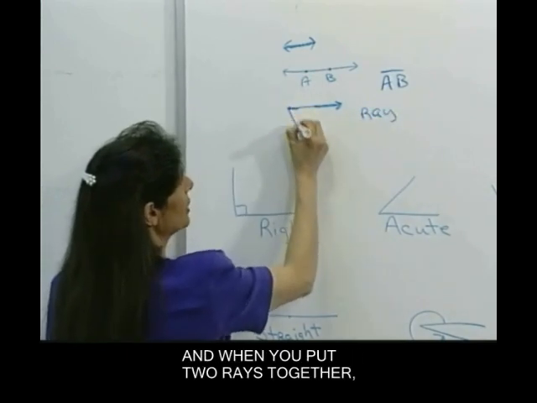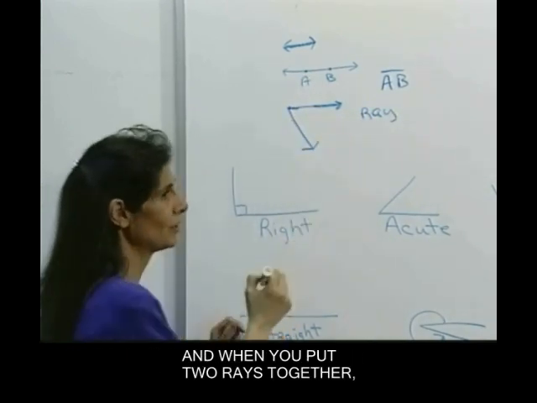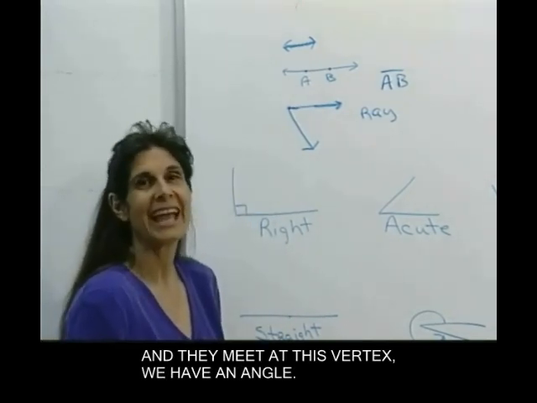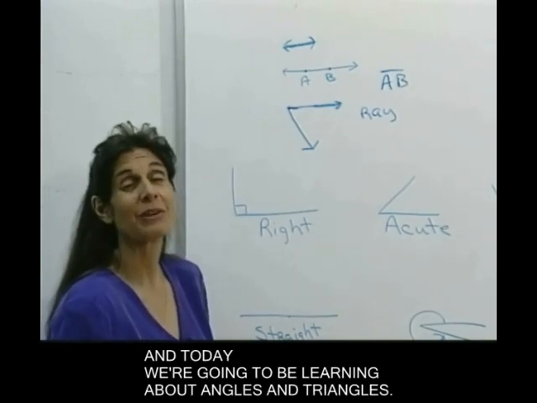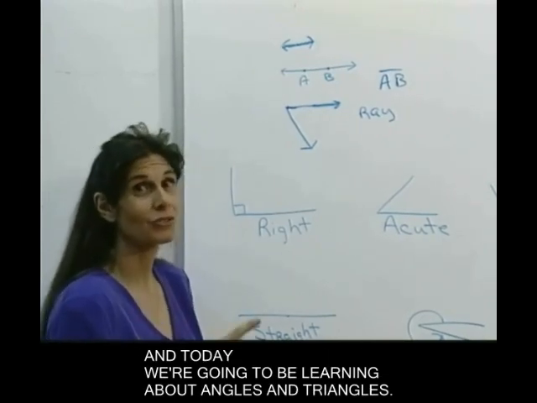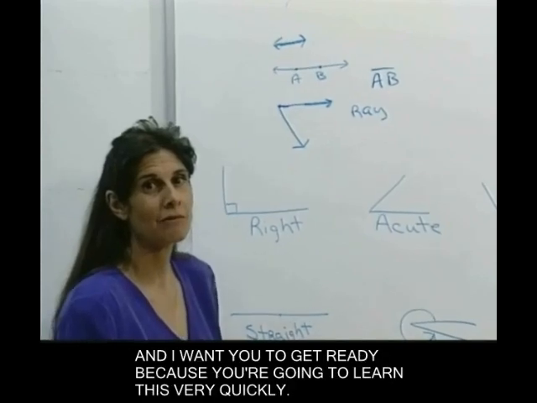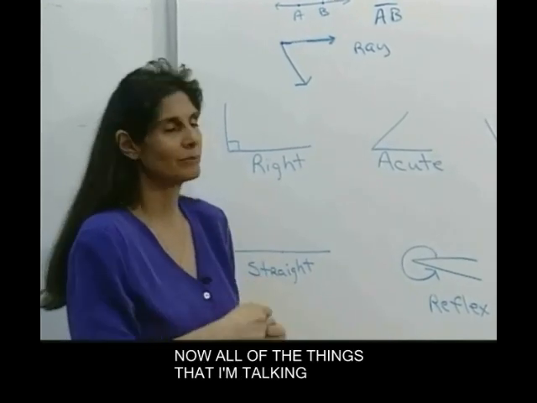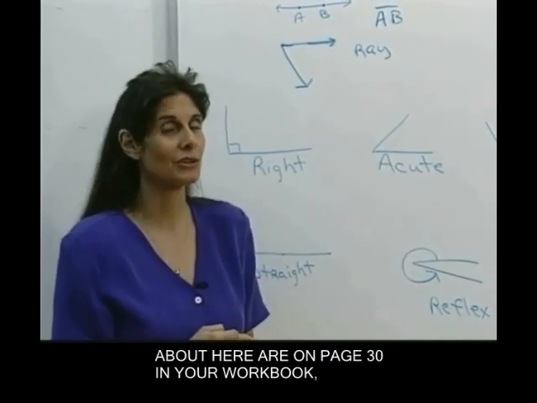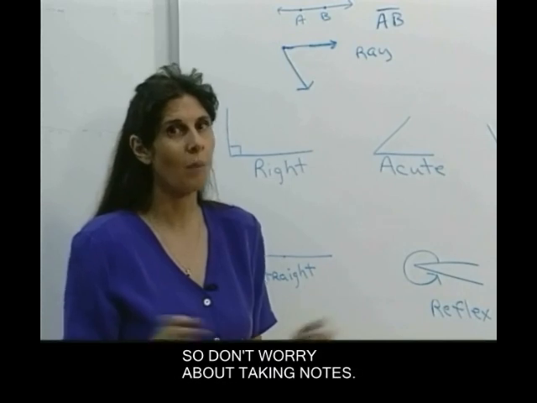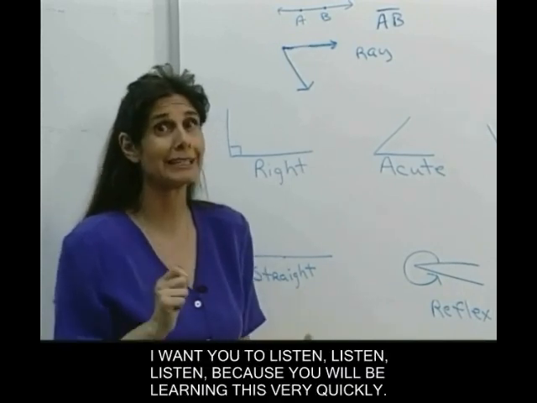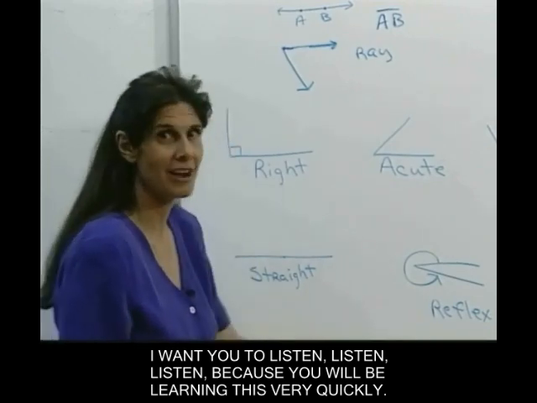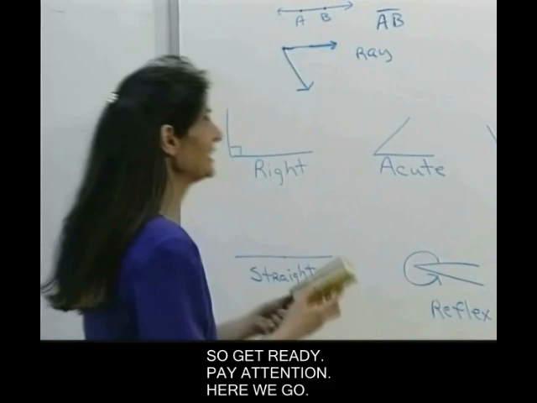And when you put two rays together, and they meet at this vertex, we have an angle. And today we're going to be learning about angles and triangles. I want you to get ready because you're going to learn this very quickly. All of the things that I'm talking about here are on page 30 in your workbook, so don't worry about taking notes. I want you to listen, listen, listen, because you will be learning this very quickly. So get ready. Pay attention.